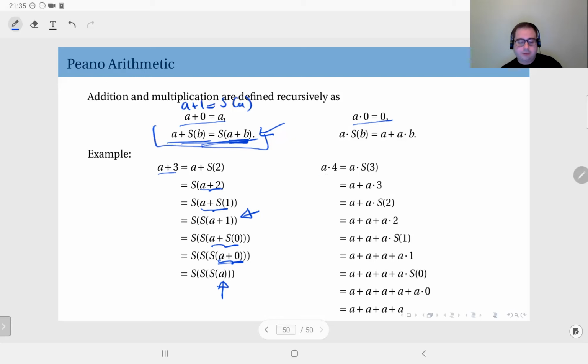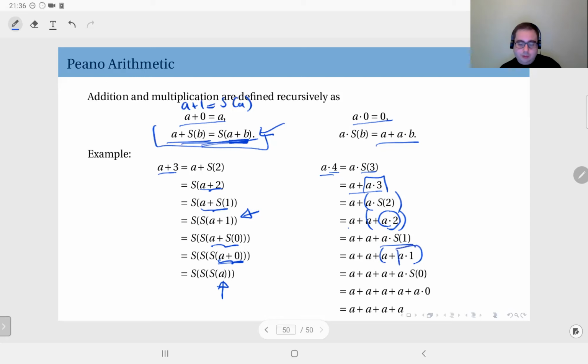Similarly, a times 4 is equal to a times successor of 3, which by this definition is equal to a plus a times 3. And this a times 3, I have to apply the same definition again. This is equal to a plus a times the successor of 2, which is equal to a plus, now this is equal to this part here, a plus a times 2. Now at this point, I have to apply the same definition to this here, which can be written as a times successor of 1. Therefore, I will write it as a plus a times 1.